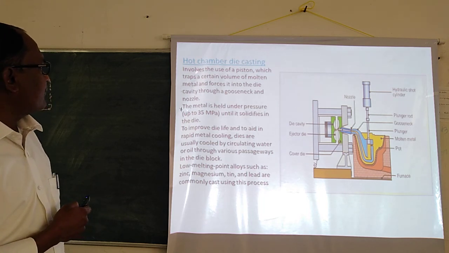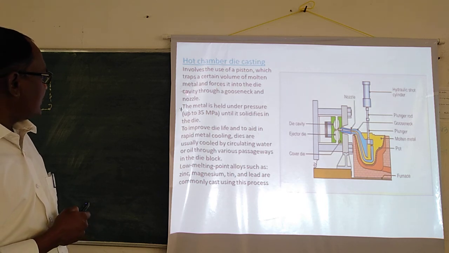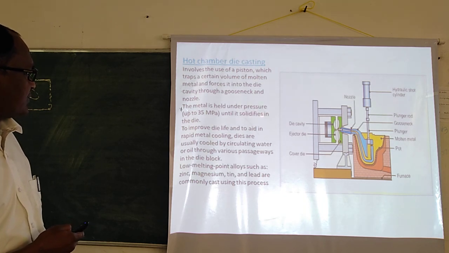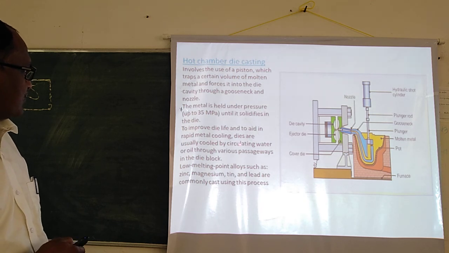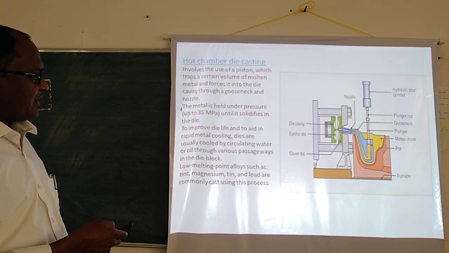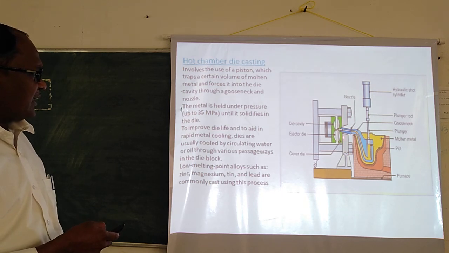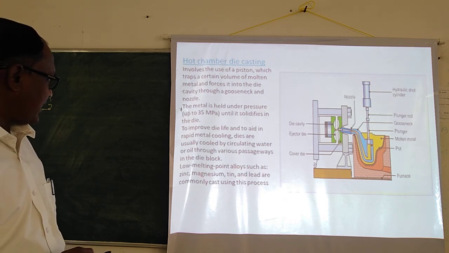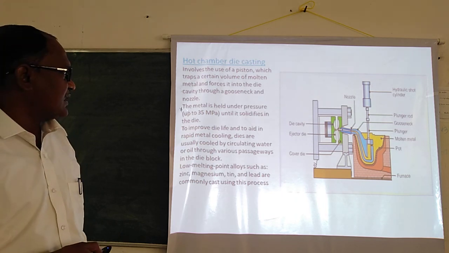Hot chamber die casting involves the use of a piston which traps a certain volume of molten metal and forces it into the die cavity through a gooseneck and nozzle. The metal is held under pressure until it solidifies in the die. It increases die life and aids rapid metal cooling. Dies are usually cooled by circulating water or oil around the die so that you can cool it and solidify the metal. So low melting point alloys such as zinc, magnesium, tin, lead are commonly cast by using the hot chamber die casting process.